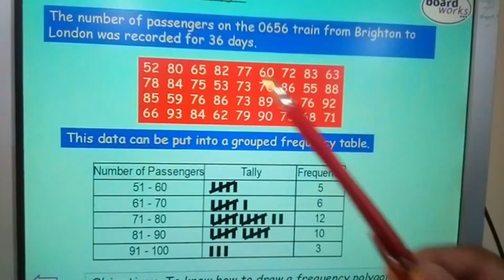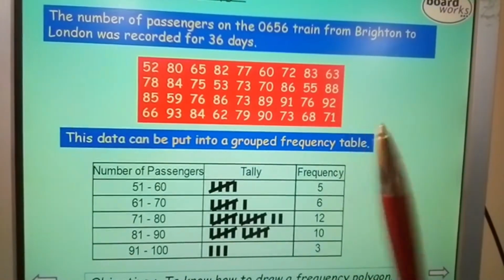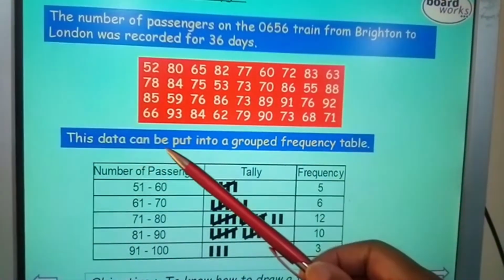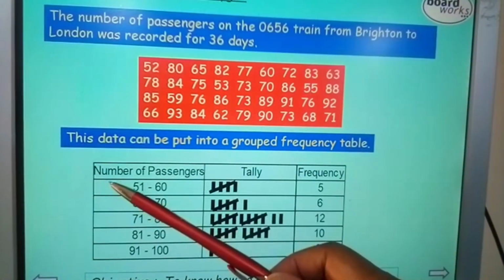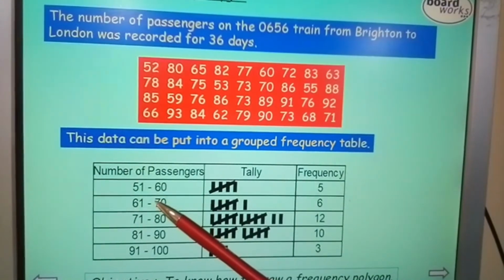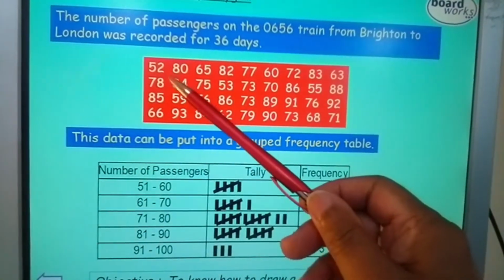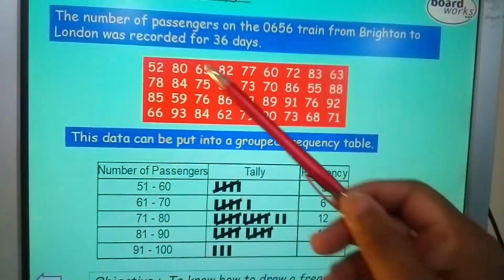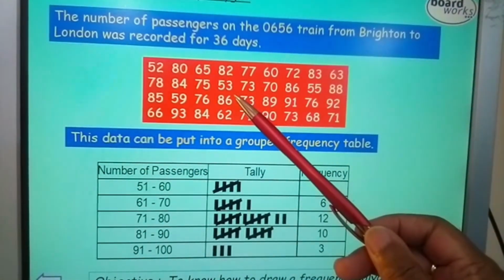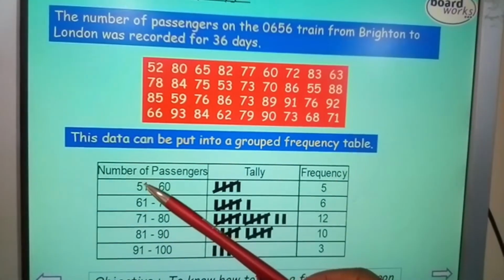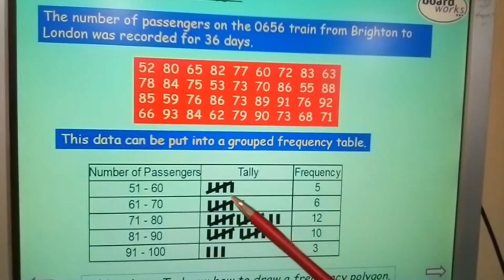Now we need to put our data in a sequence that we can manage and follow sequentially and easily. So this data can be put into a grouped frequency table. Now we have a grouped frequency table. So here we have number of passengers. Our 51 comes from the data we have collected. We can see that in our data collection there is nothing below 52. So the first group of number of passengers is 51 to 60, and the tally is 5.